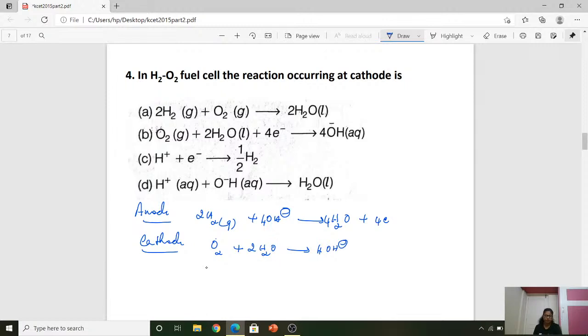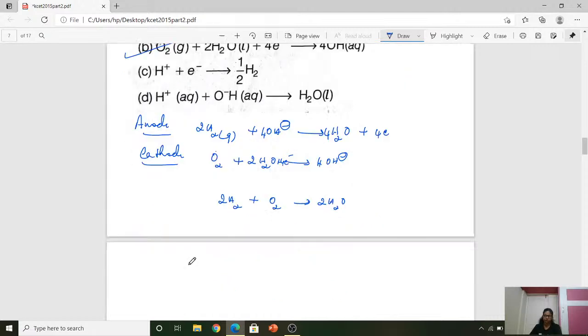So the overall cell reaction you can see is 2H2 plus O2 giving 2H2O. This is the overall reaction. So the reaction which occurs at the cathode, with 4 electrons, is, you can see, reduction of oxygen. Oxygen is reduced here. Therefore, option B will be the right answer.